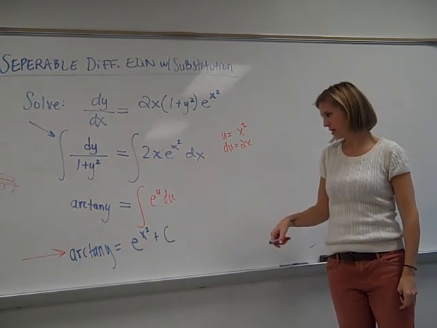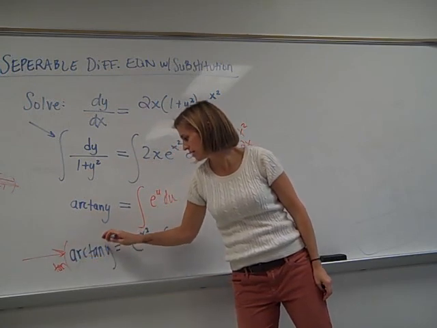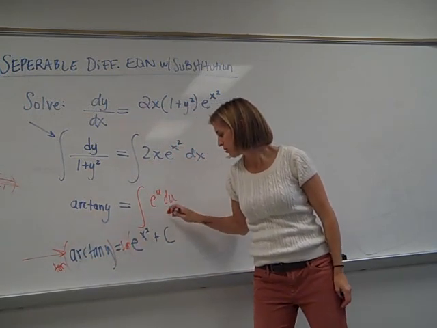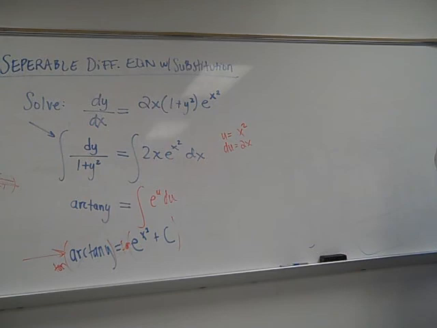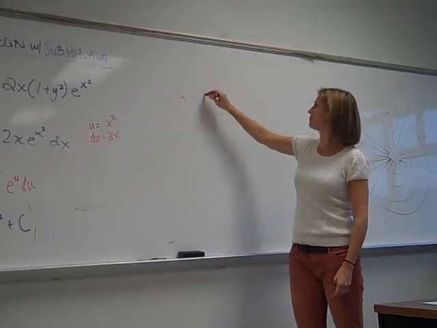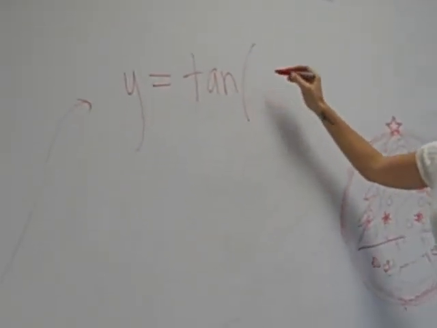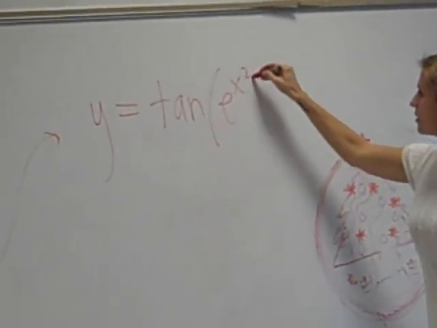So to solve for y, we're going to take the tangent of both sides. That's the whole idea with arctan, it's the inverse of tan, so tangent and inverse tan undo each other. So if I take the tangent of both sides, I'll be left with y on the left equals the tangent of e to the x squared plus c.